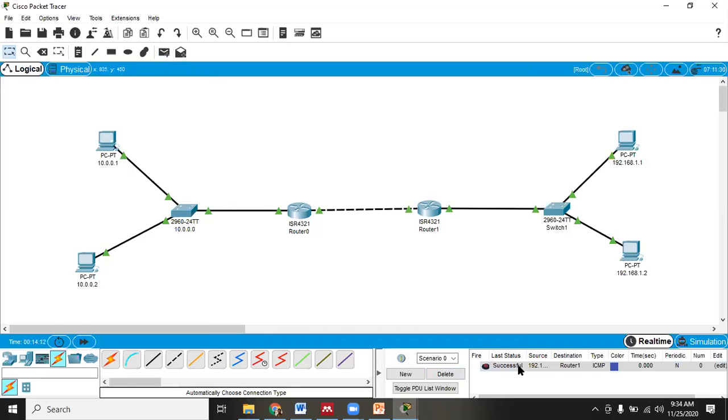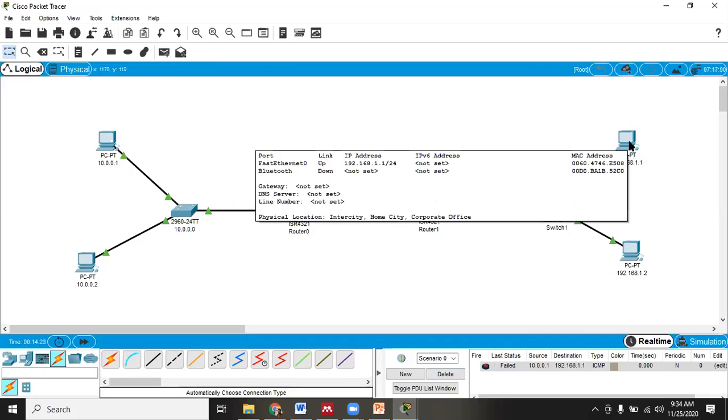From this IP to this we are able to communicate successfully. From router to router we are able to communicate successfully. Now how about from one network to a different network, and you will see it will fail.